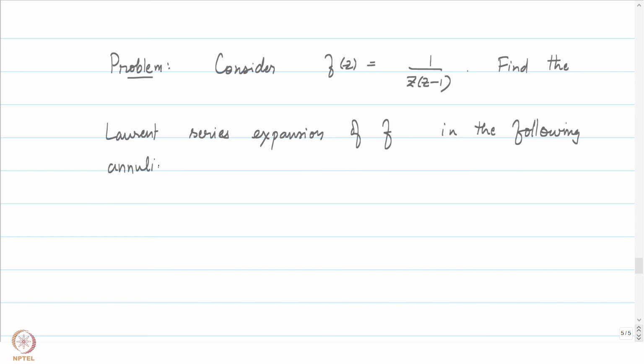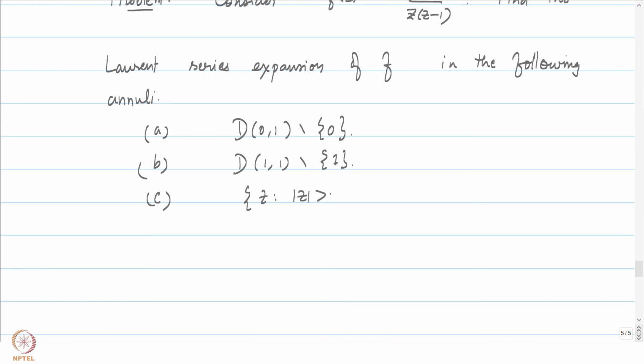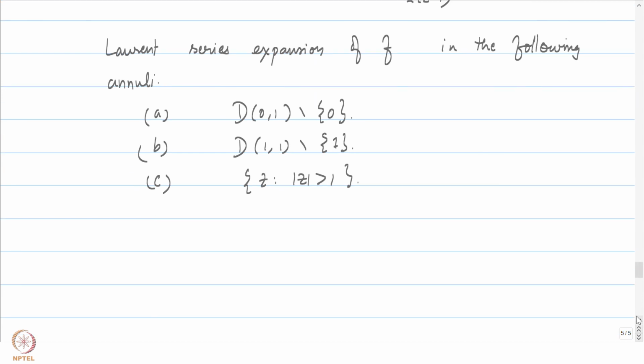Annuli is the plural for annulus. The first one is on D(0,1) minus 0. Notice that on D(0,1) minus 0, this function is holomorphic. How about on D(1,1) minus 1? So this is the disk of radius 1 around 1 with the point 1 removed. And finally, the annulus, which is the set of all z's such that mod z is greater than 1. Notice that in the case C as well, this particular function is holomorphic. Notice that these are all annuli, and in each of these annuli, our function is holomorphic.